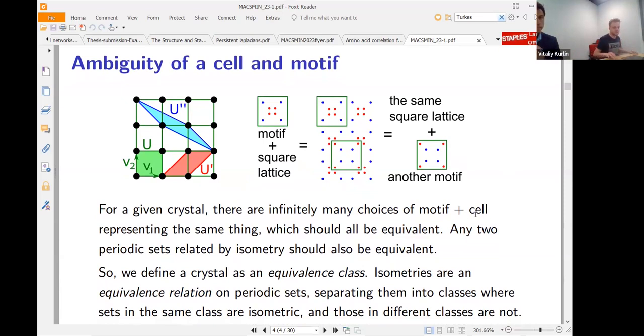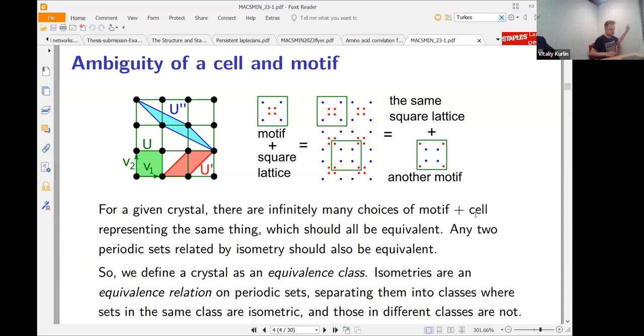And actually, Vitaly introduced this quite well. We formally define a crystal as an equivalence class. I think it's okay to talk about equivalence classes here, but some crystallographers aren't interested. Basically, an equivalence relation takes a bunch of objects and splits them into well-defined groups. And for us, the equivalence relation is isometry. The objects are periodic sets. And one crystal is going to be one equivalence class. So basically a crystal is the collection of all infinitely many equivalent representations of the same thing.